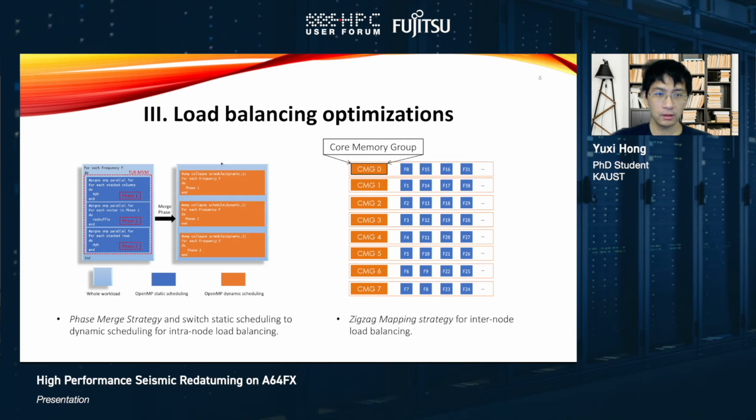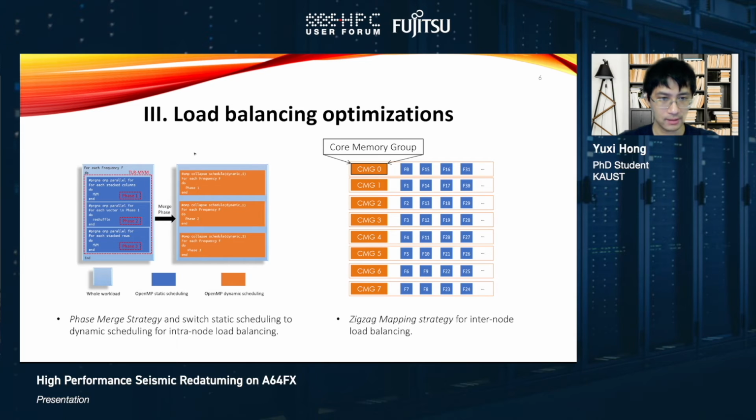Further, we designed two load balancing optimization techniques to mitigate the load imbalance problem. The first is the phase merge strategy. If you use a naive implementation of the TLR-MVM directly on 150 frequency matrices with static scheduling of OpenMP, then because the ranks are different inside each matrix, you will see load imbalance between the threads.